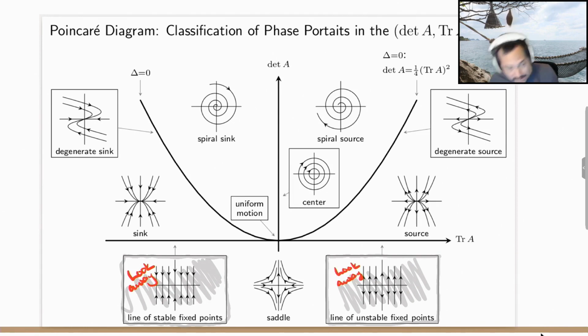Something that we don't talk about a ton in this course is the case when the eigenvalues are 0, and that would correspond to this horizontal line right here. When the eigenvalues are 0, you pick up infinitely many equilibrium points, because really what you're talking about is a mass spring system with no spring.